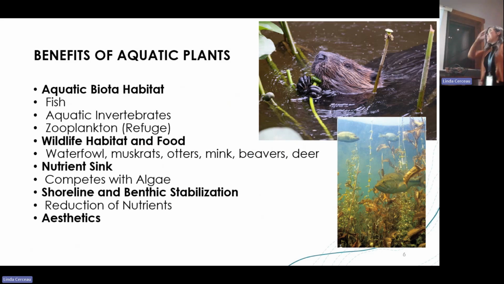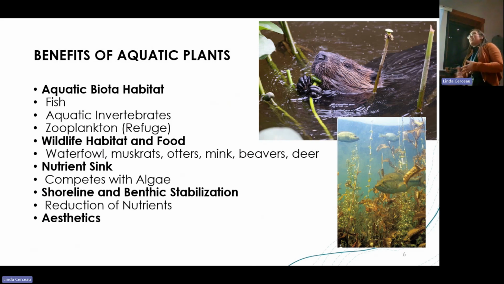So what are some of the benefits of aquatic plants? They do provide quite a bit of habitat for fish and aquatic invertebrates. They serve as refuge for zooplankton that move about the water column throughout the day. They can also provide a food resource for wildlife like beavers that are chewing on some yellow lilies right there. But they can also serve as a nutrient sink and can compete with algae. It's all a balancing act. A lot of times when there's an abundance of aquatic plants, you'll see algae clinging to those plants, providing more water clarity.